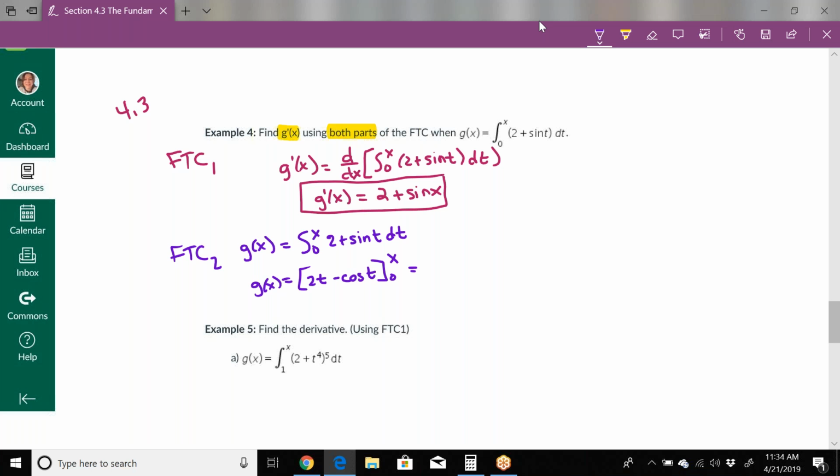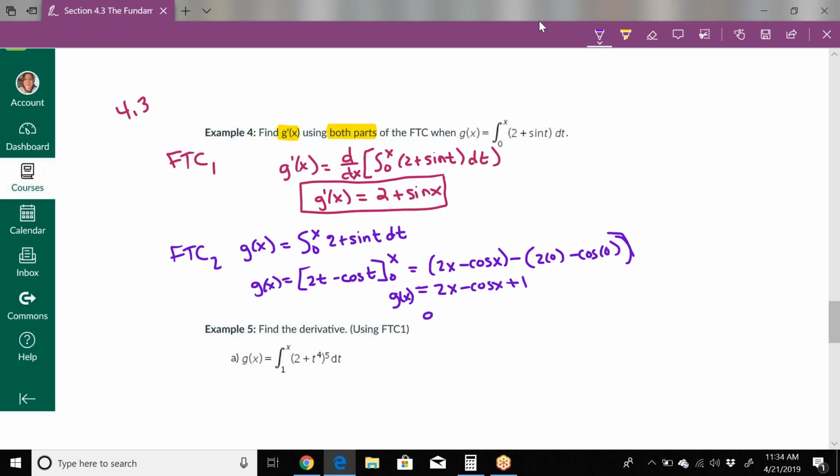Then using the fundamental theorem of calculus part 2, we evaluate at the upper limit, and then minus the evaluation at the lower limit. And then we work these out. Again, this is still g of x. This is not g prime yet. This is 2x minus cosine x, minus the value at 0. That's going to be 0. This is a 1, so that's -1, and another negative, so that's going to be +1.